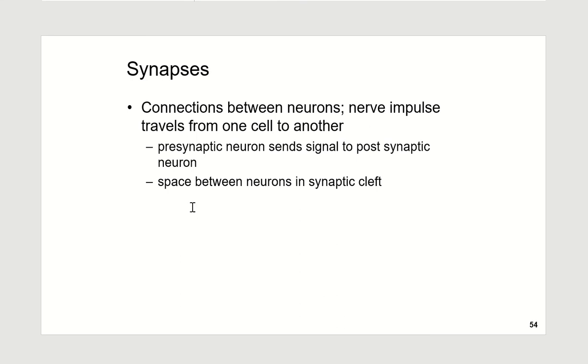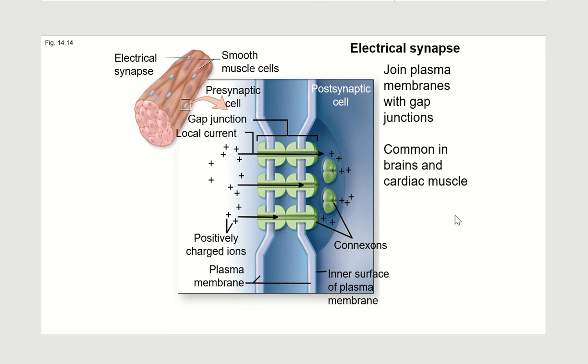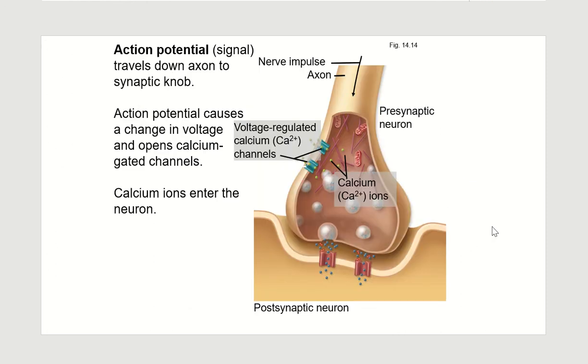So synapses are these connections between neurons. The nerve impulse travels from one cell to the other, from the presynaptic neuron to the postsynaptic neuron. And the space between them is the synaptic cleft. Except in the heart, the gap junctions in the heart are actually considered electrical synapses. We are not going to use synapse to mean electrical synapses, but I'm just throwing that out there so that you understand that that is a term that people do use. We are going to refer to chemical synapses, which are the ones that we have in the nervous system.